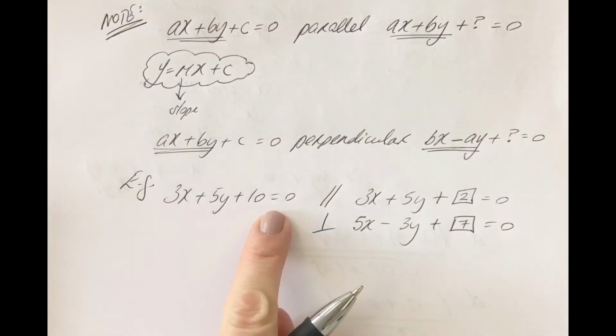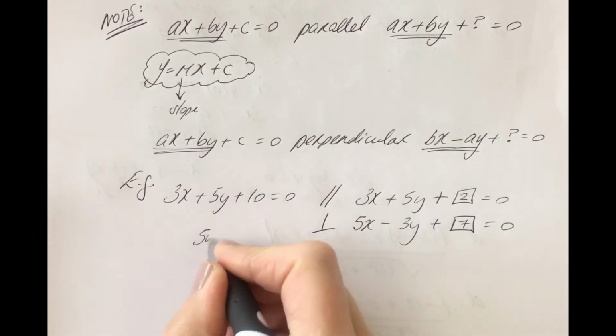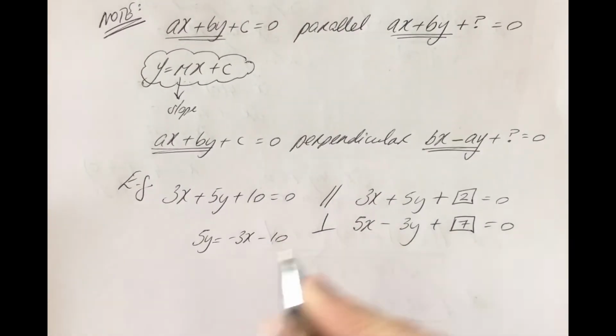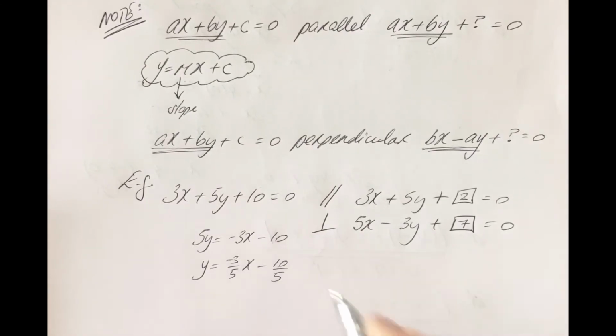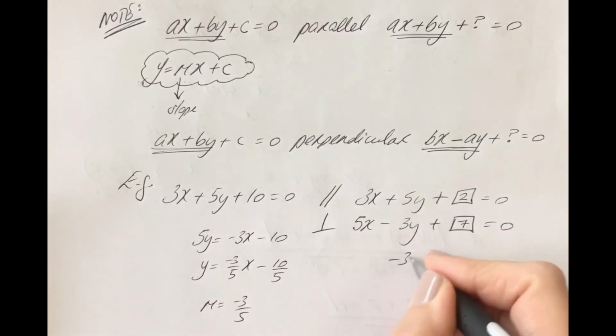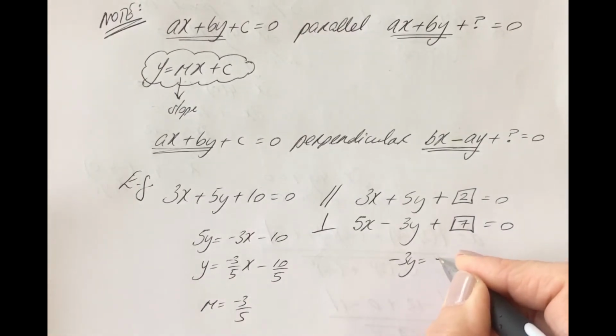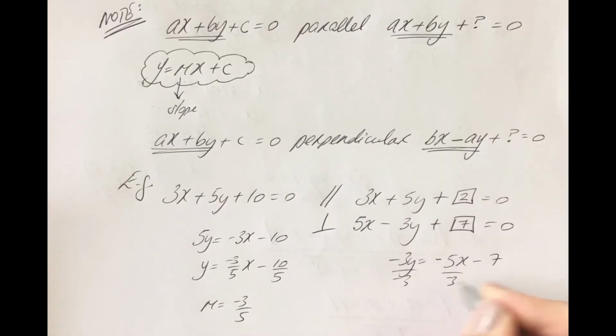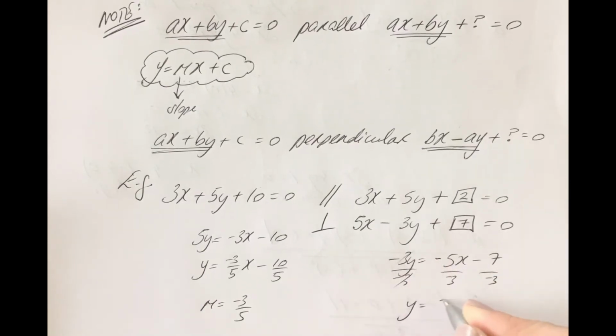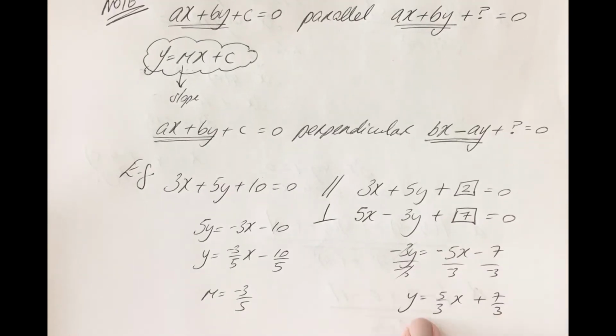So now, if you take the equation of this line and rearrange it to pull out the slope, we'd get y equals -3/5 x minus 10 over 5, which of course is -2, but it's the coefficient of x that I'm interested in, -3/5. And if I rearrange this one into the form y equals mx plus c so I can pull out the slope, I divide across by -3 and I get y equals 5 over 3x plus 7 over 3. That doesn't matter, of course. It's the coefficient of x that I'm interested in, and the slope is 5 over 3.